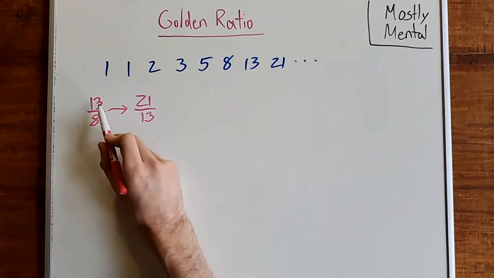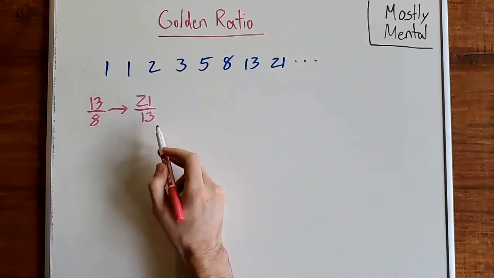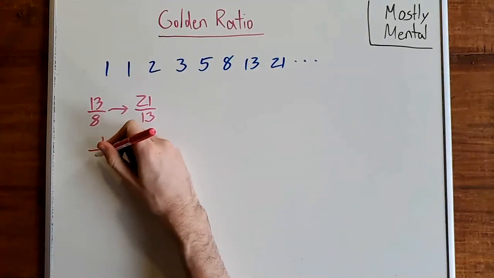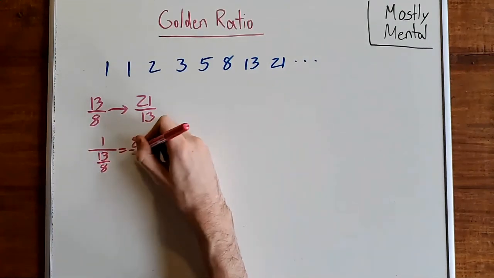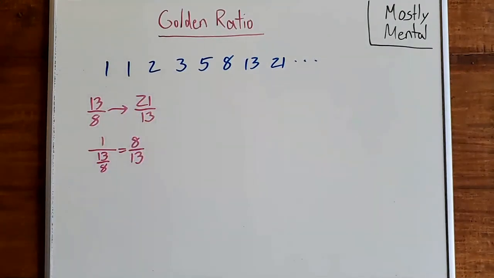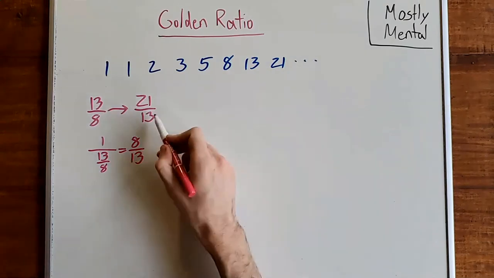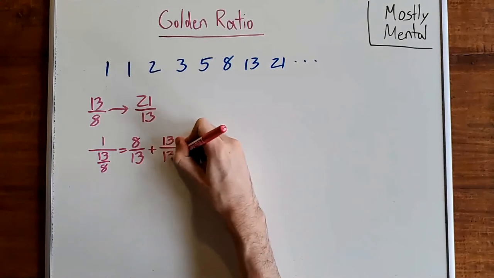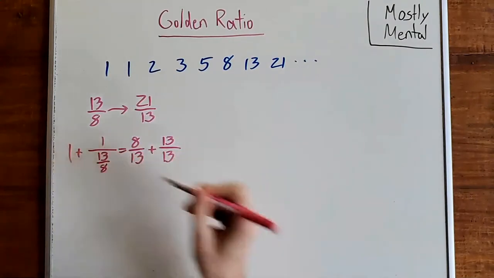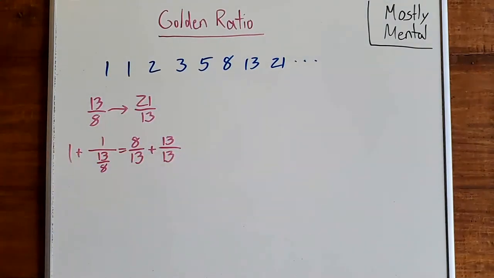Well, I see a 13 in the numerator, and I want it in the denominator, so let's start by taking the reciprocal, which gives us 8 over 13. And then to get from there to 21 over 13, we need to add 13 over 13, which is just 1.